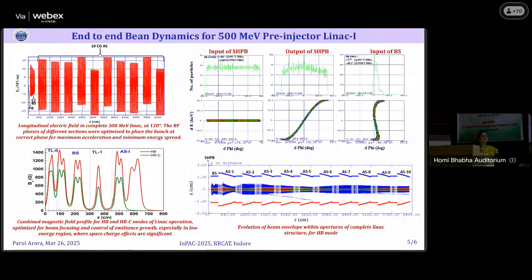And these are a few results for the end-to-end beam dynamics that we have performed for the complete 500 MeV structure. There is the longitudinal electric field for all the sections. Phases were suitably optimized so that the bunch is placed at the correct phase for maximum acceleration and the minimum energy spread. Then there is the optimized magnetic field profile. This is most stringent in the lower energy part where the space charge effect is significant, and we can control the beam focusing and the emittance growth. This plot shows the beam focusing and bunching in the pre-buncher and the successive drift, and this is the beam evolution plot for the high brightness mode.